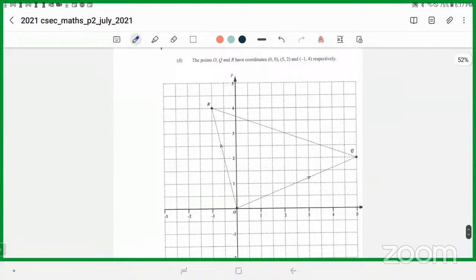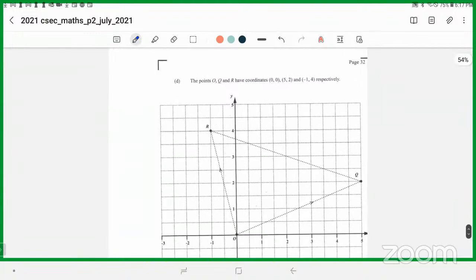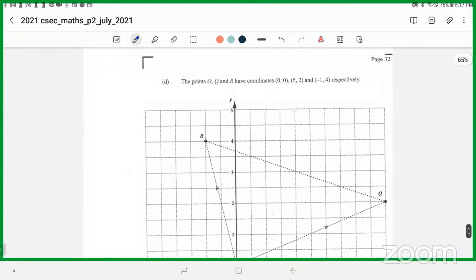This one says now, O, Q and R have these coordinates. Remember, if you know the coordinates, you automatically know the position vectors. O is just 0, 0. You don't find a position vector for O. But Q is this point. So you know that OQ has the same values as this, which is 5, 2.